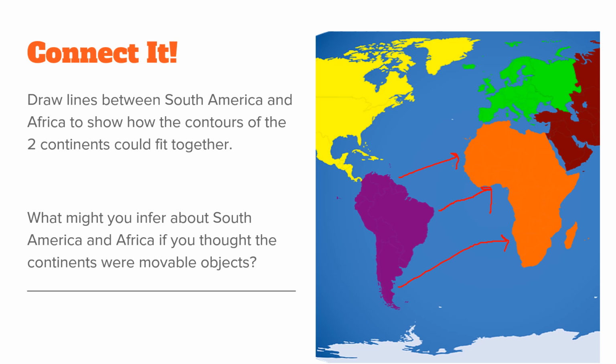And then what might you infer about South America and Africa if you thought the continents were movable objects? And it looks like they could maybe be stuck together. So that would be the answer that we want for that, is that they'd once been stuck together.